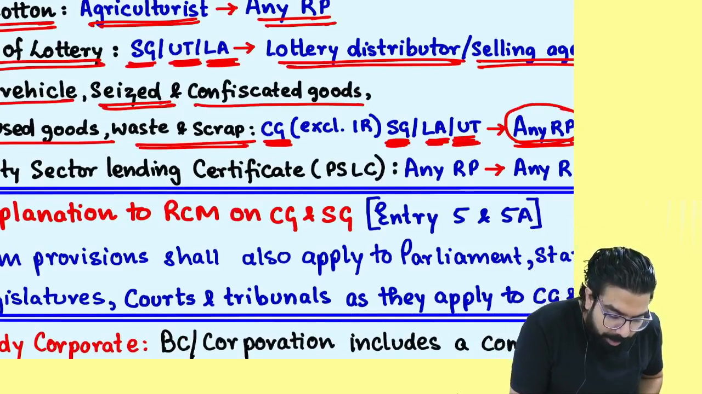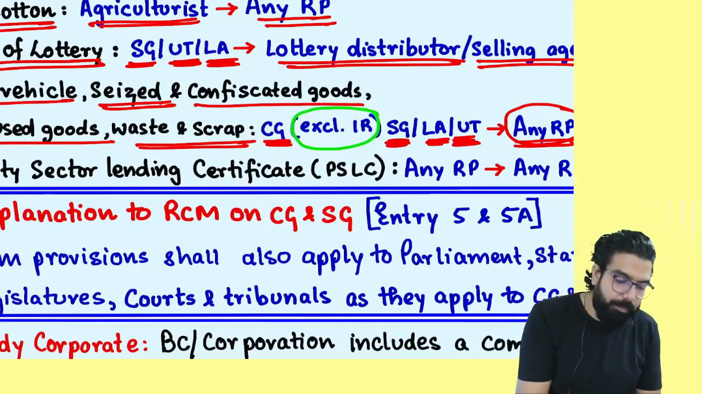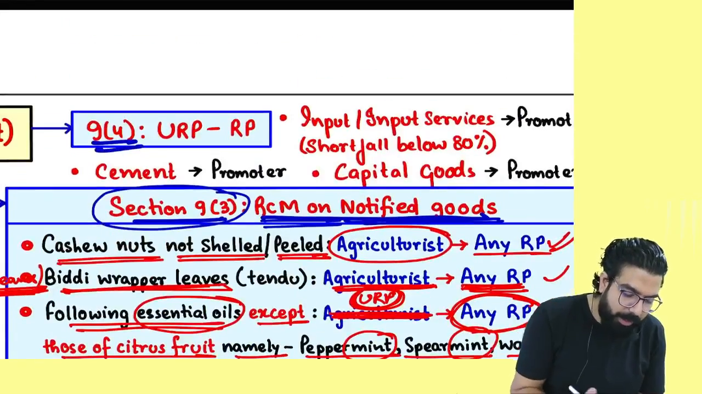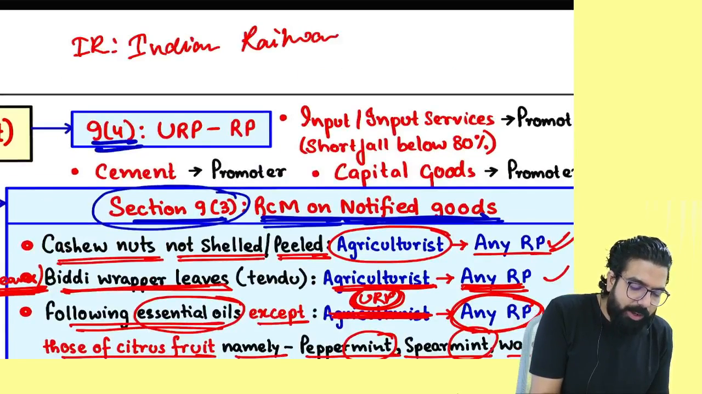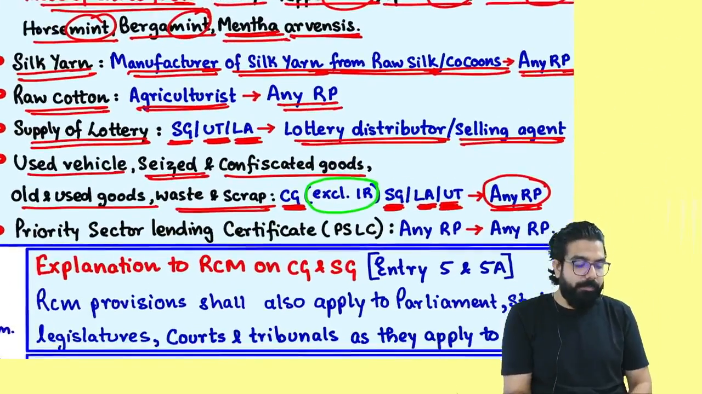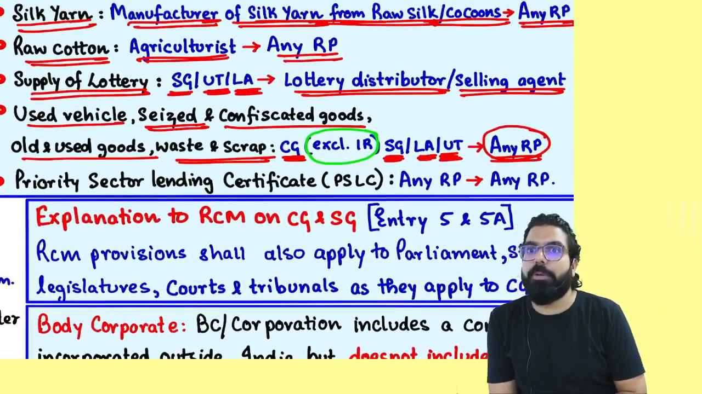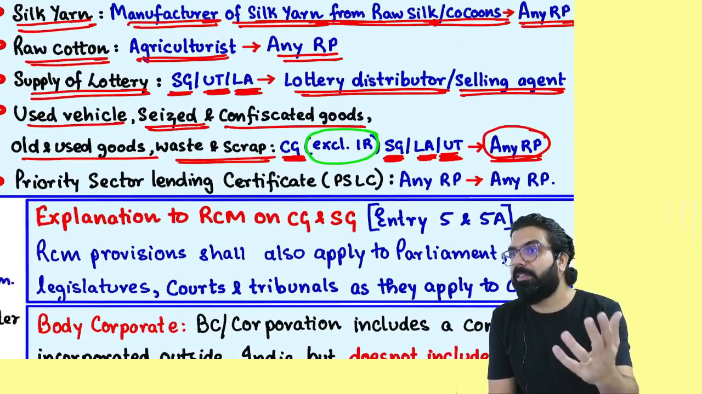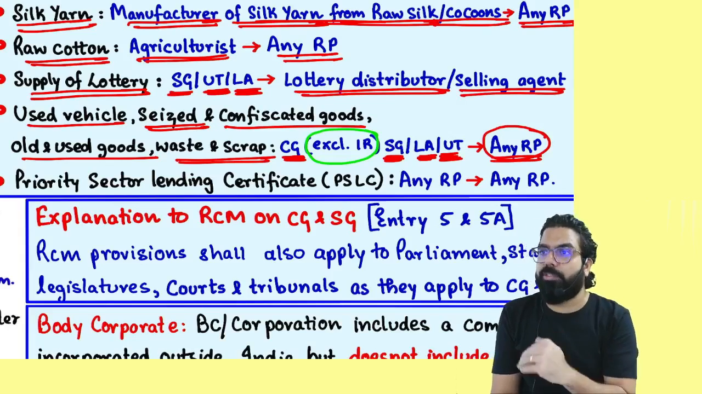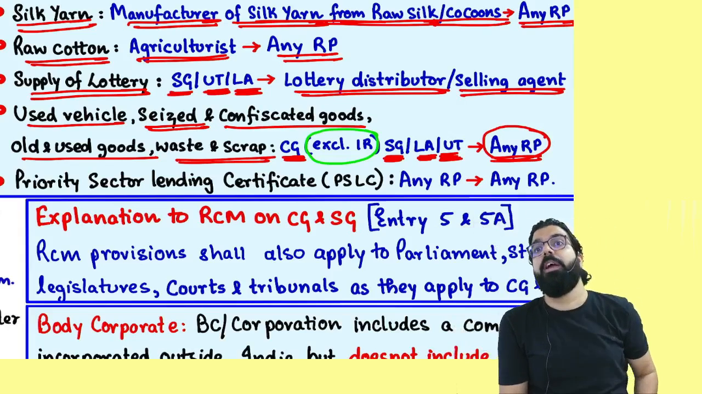But here one exclusion, IR, is there. What is IR, everyone? Indian Railway. Please write down this one if you want to remember. Remember one thing, whenever the government sees some vehicle, one raid happened, the government seized some goods of one person. Those old goods, seized goods, when the government is selling, the government will never charge you GST. If it is sold to a registered person, he should pay the GST under RCM.